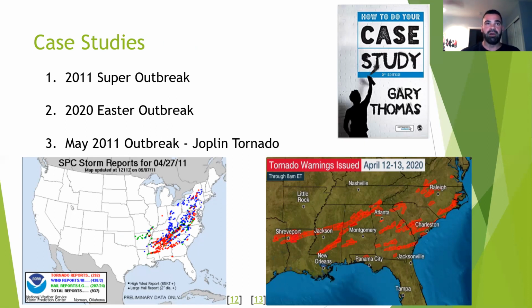First, the 2011 super outbreak, which caused 360 confirmed tornadoes, $10.2 billion in damage, and 324 deaths. Next, I selected the 2020 Easter outbreak, having 140 confirmed tornadoes, $3 billion in damage, and 32 deaths. And finally, the May 2011 outbreak, containing 241 confirmed tornadoes, $7 billion in damage, 181 deaths, and including the famous, or should I say infamous, Joplin, Missouri tornado.